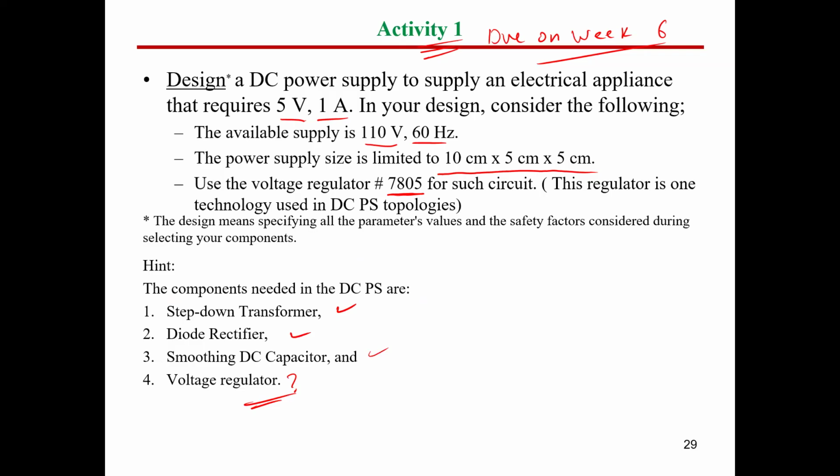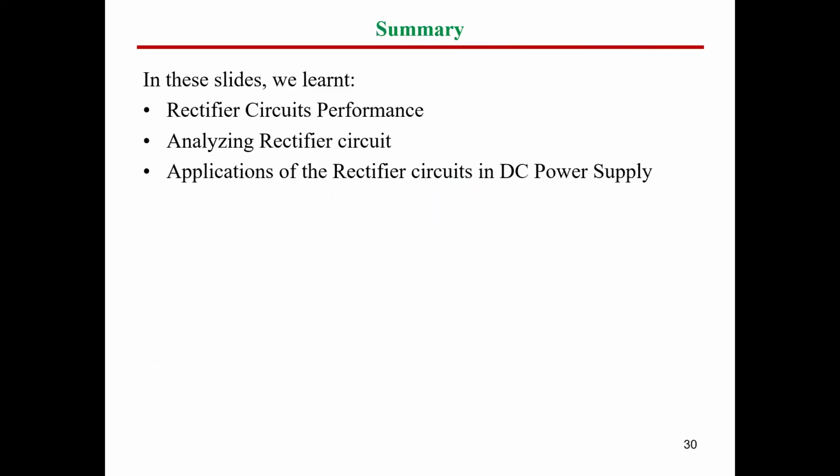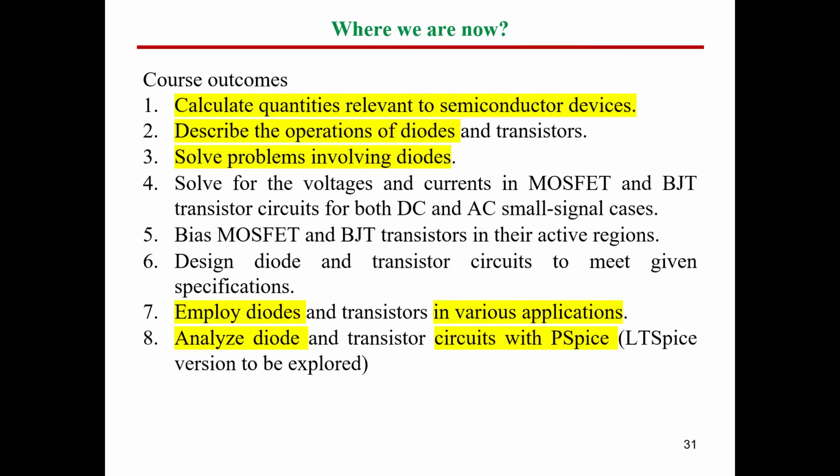This is what we need to discuss today. So this is a summary for the materials we have for the time being. And up till now, we covered these outcomes from our course outcomes: how to make calculation for the quantities of semiconductor devices. So we covered this for our diode, and describe the operation of diode, solve problems involving diodes. So we covered these outcomes now.